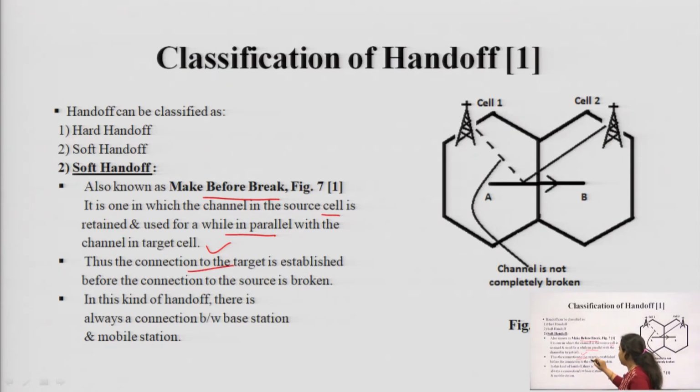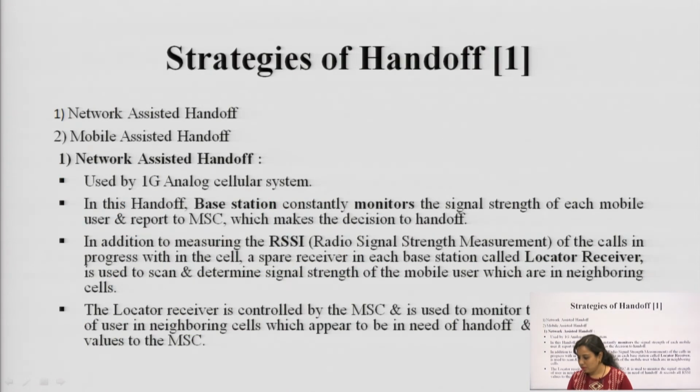Thus, the connection to the target is established before the connection to the source is broken. Now, in this kind of handoff, there is always a connection between the base station and the mobile station. So, that is the main aim of doing this soft handoff. So, this is the classification of the handoff: hard handoff and soft handoff.